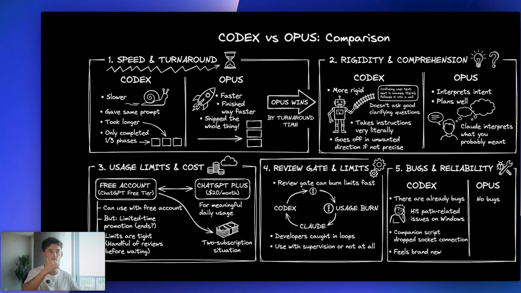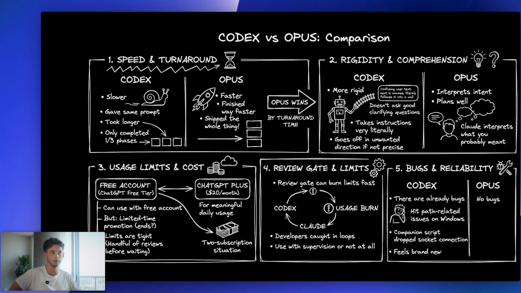Claude interprets what you probably meant. Codex, on the other hand, does exactly what you said, even when what you said was underlyingly wrong. So if you're not precise with your prompts, Codex will go off in a direction that you really didn't want or intend, build something that you did not ask for, and waste some tokens for you.